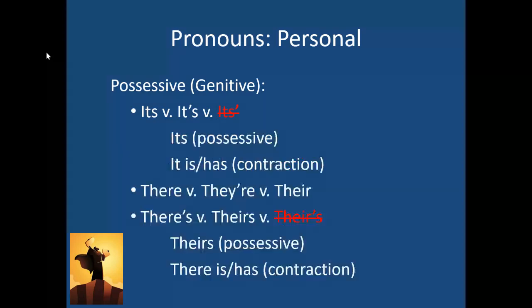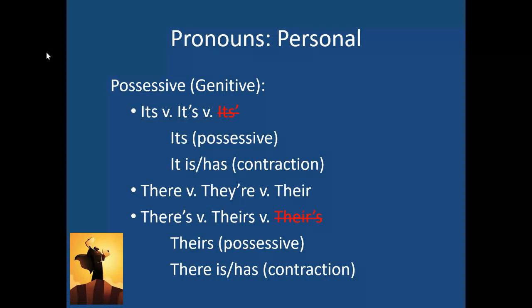But just remember, its without the apostrophe is possessive, and it's with the apostrophe is actually a contraction. And that can be confusing because we're so used to the apostrophe as showing possession, but in this case, its without the apostrophe is possessive. Then there's the it is, which could also mean it has.